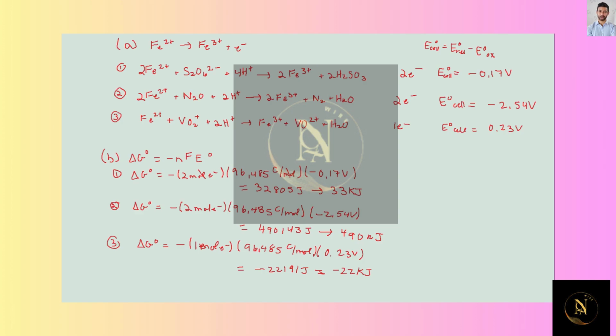Finally, for part C, sorry, I'm asked to calculate the equilibrium constant for each one of these. So we know that delta G is equal to negative RT natural log of K. If we solve that for K, the equilibrium constant, we get that K equals e to the negative delta G over RT. That's standard. So I'm just going to plug all those numbers in.